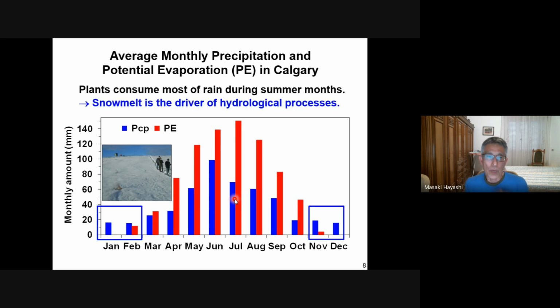The hydrological excess, the excess of precipitation over potential evaporation, occurs in the winter months. In winter, the precipitation comes in the form of snow. Therefore, the snowmelt is the driver of hydrological processes, both for surface water and for groundwater as well.